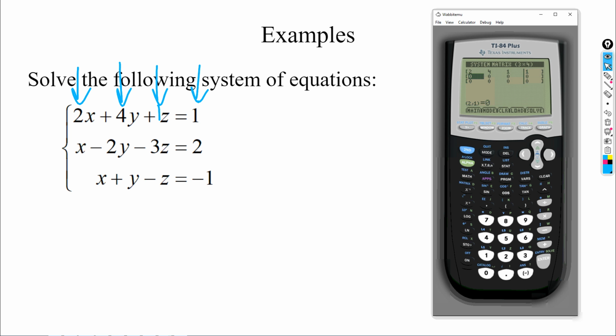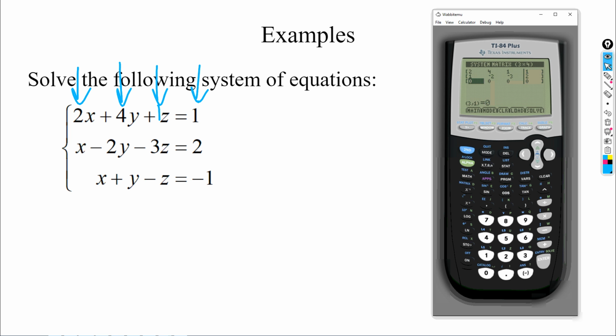We'll do the same thing on the next line. This time we have 1x. Notice for the y, it's a negative term. So we have negative 2. Make sure to use the negative key at the bottom of the calculator. Negative 2, enter. Negative 3, enter. And then finally 2, enter.